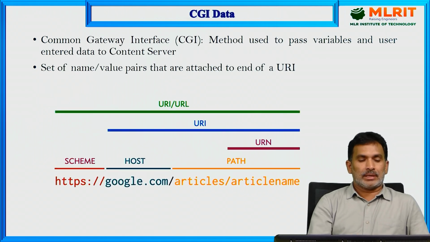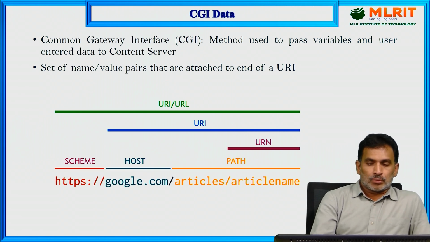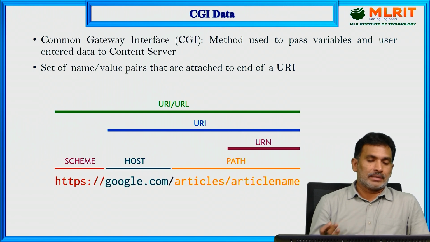Next, CGI, the common gateway interface data, is mainly the method used to pass the variables and the user-entered data to the content server.